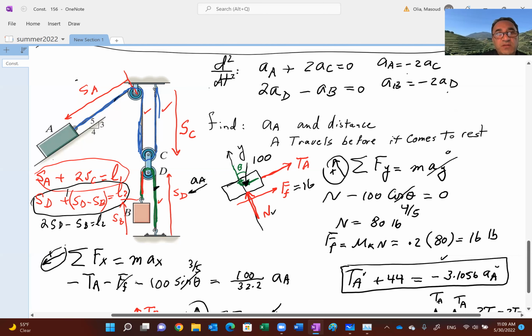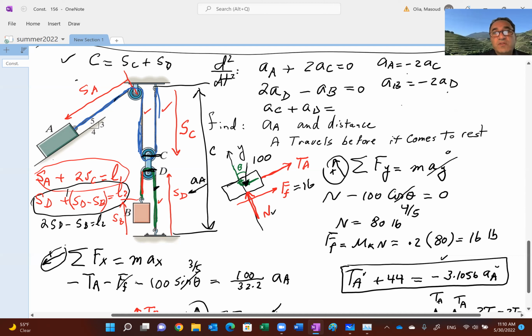And that's easy. Look, guys, this is a constant length or distance. So can't I say that that constant, whatever that distance is, is S sub C plus S sub D plus some other constant here, which I don't care about. So if you take the second derivative of this guy, finally you get acceleration of C plus acceleration of D equals 0. Therefore, acceleration of C is equal to minus acceleration of D.